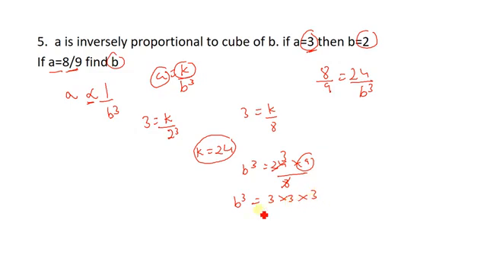Now in order to find out the value of B, I have to take cube root. So B will be equal to cube root of 3 into 3 into 3. That will be equal to 3. So when A is 8 by 9, B is equal to 3.